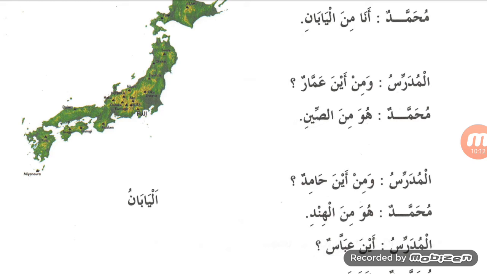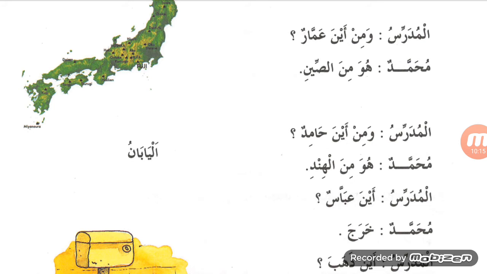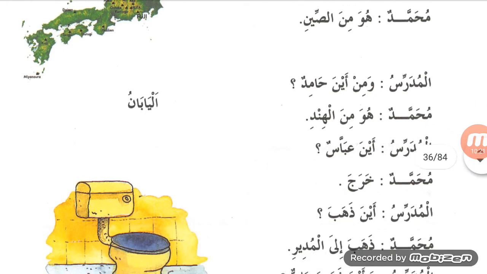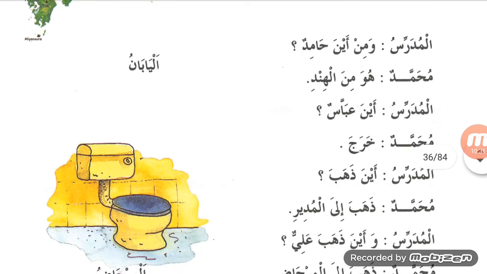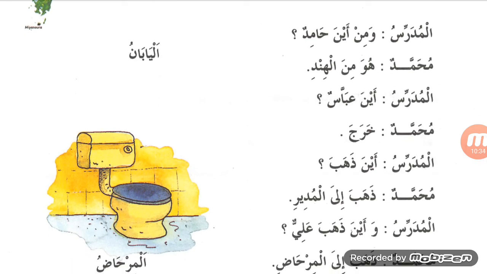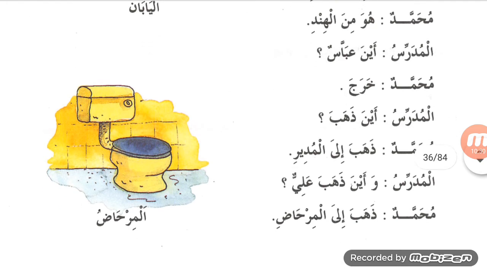Al-Mudarris: Wa min ayna Ammar? And where is Ammar from? What gives the meaning of and? Muhammad says, Huwa min al-Sin. He is from China. Al-Mudarris, the teacher: Wa min ayna Hamid? And where is Hamid from? So min gives the meaning of from, ayna where. Muhammad says, Huwa min al-Hindi. He is from India.